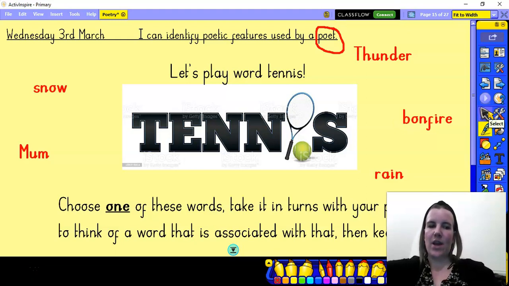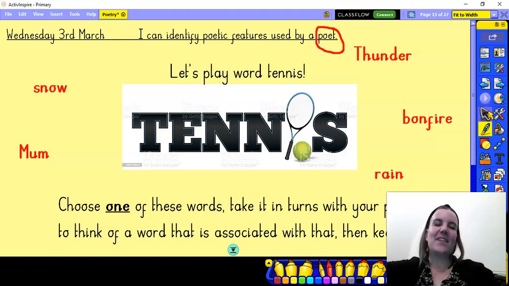Now, we know poetry is all about words, okay? And we talked earlier in the week about making sure that we choose the best words possible and perhaps in the best order. So we're going to play a bit of a game which is called word tennis. And in order to play word tennis, you're going to need a partner. So that might be your mum, your dad, your brother, your sister, preferably someone that can talk. So hopefully not your dog as your partner.